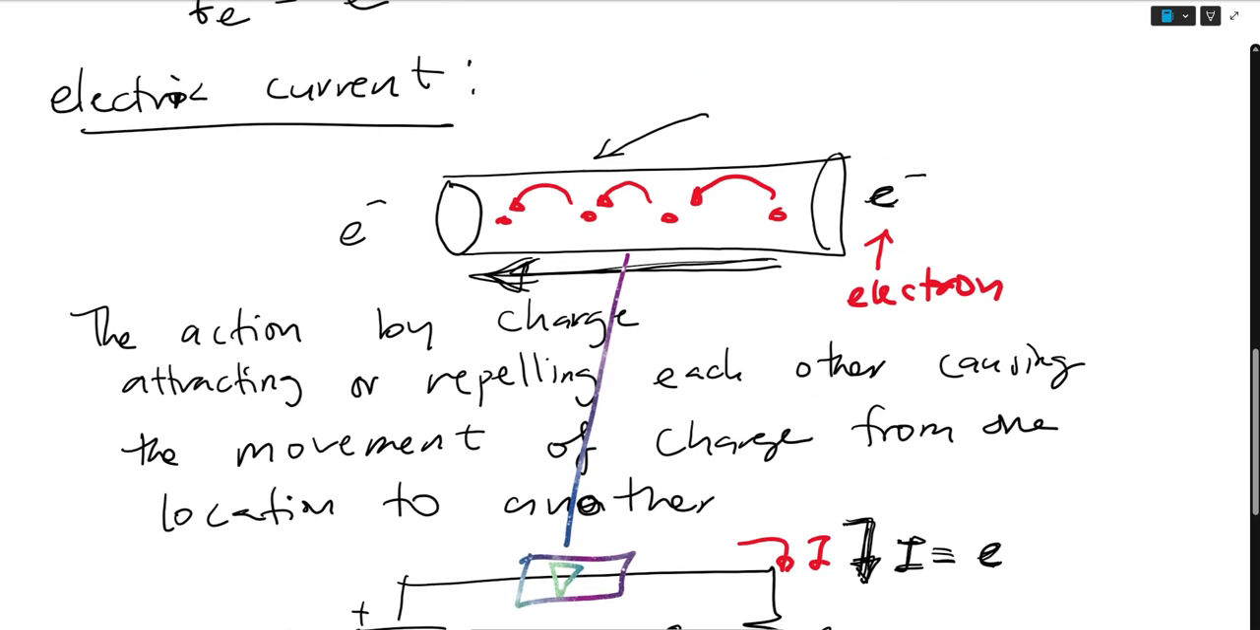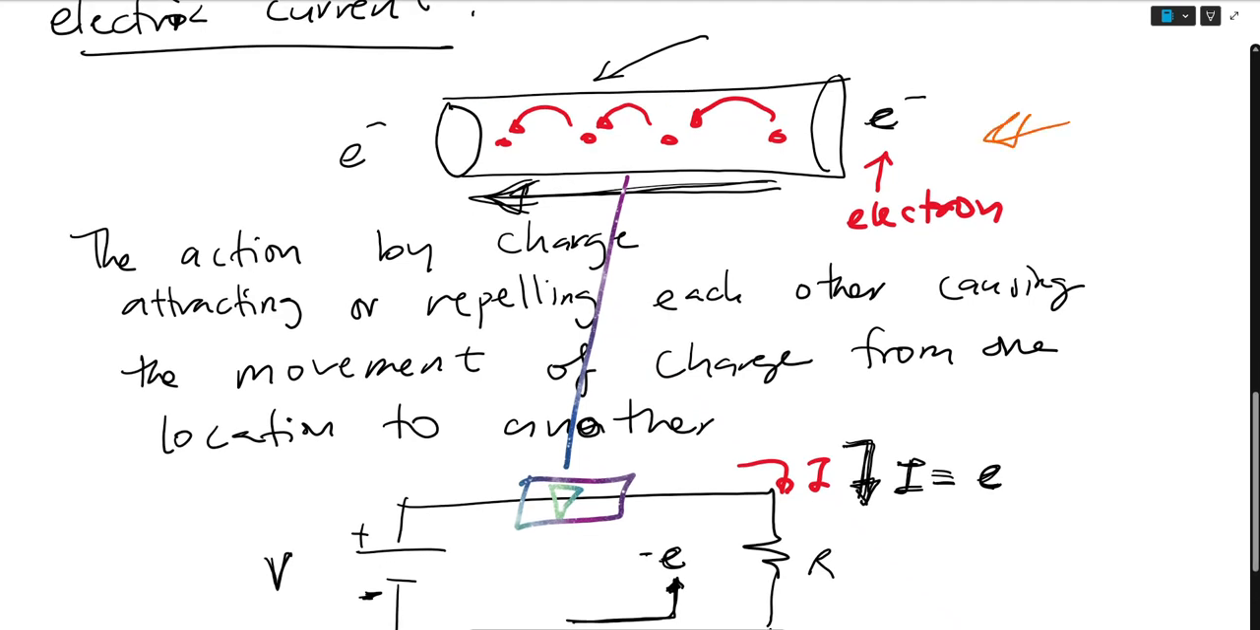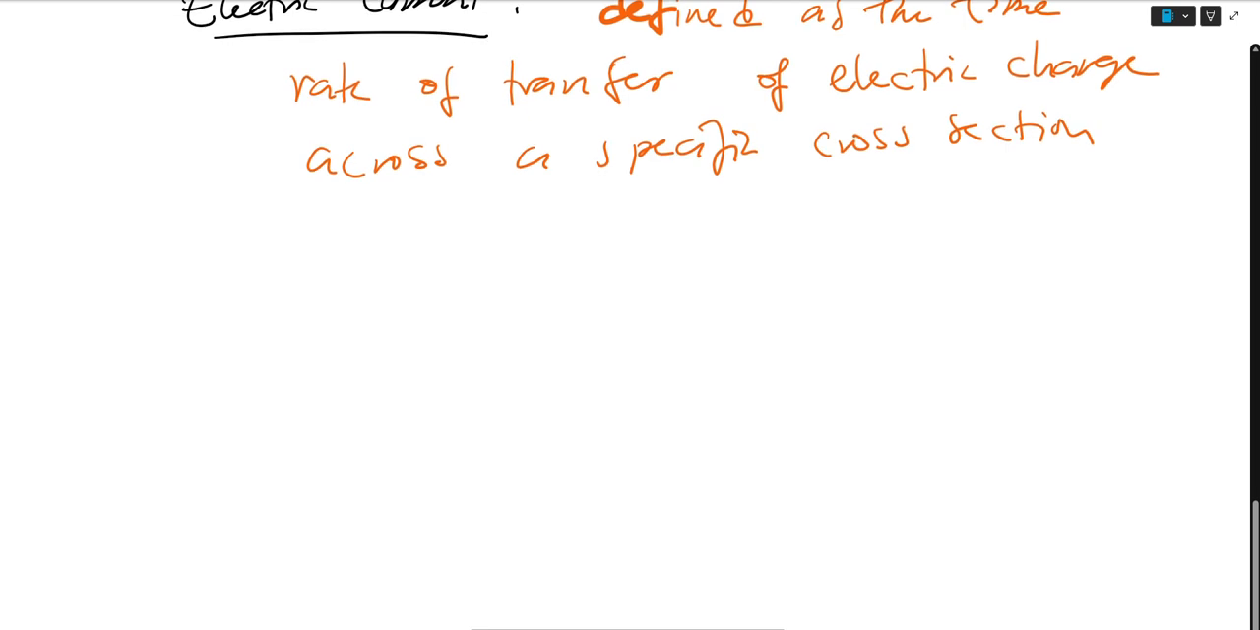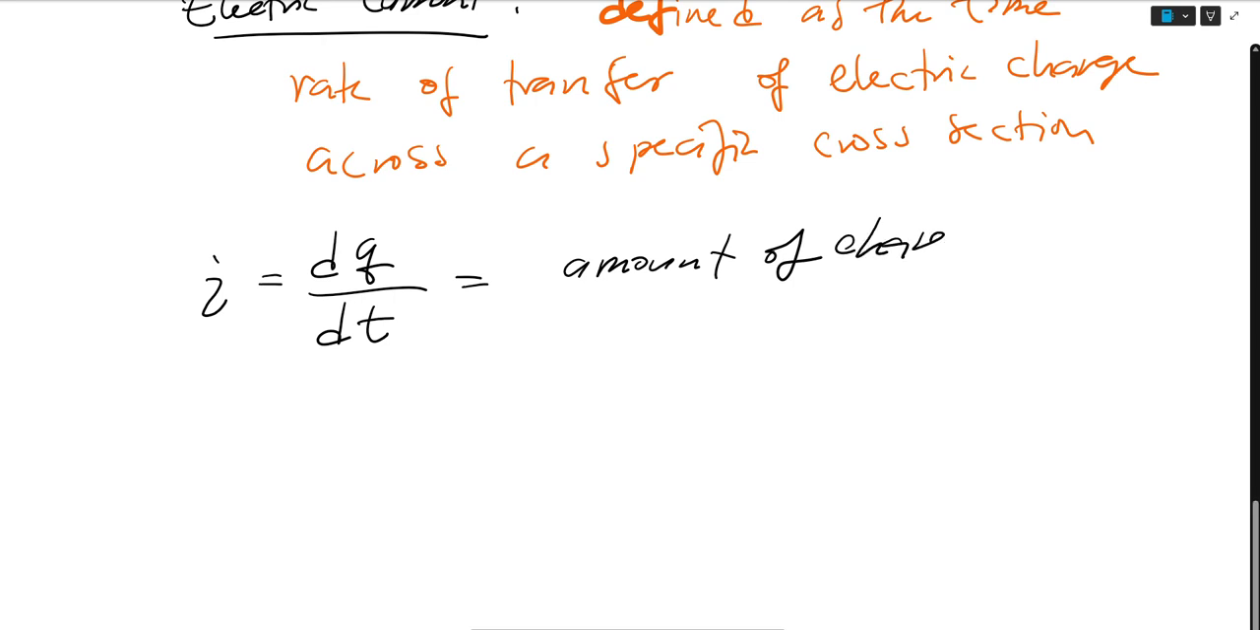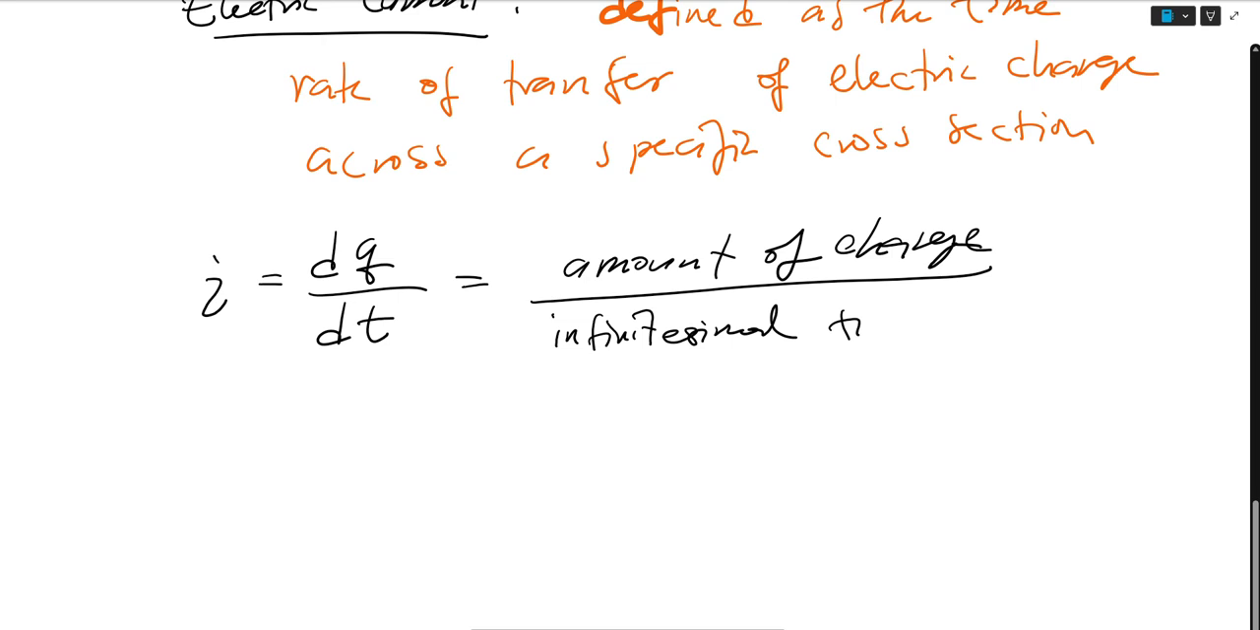And we kind of saw that here in this picture, but to be more formal, the equation is I equals the change in charge over a given time. So dq over dt, again, this is the amount of charge over an infinitesimally small time duration. And the units are amperes.